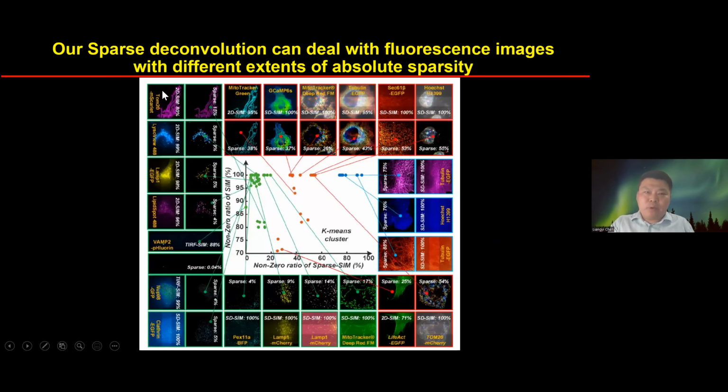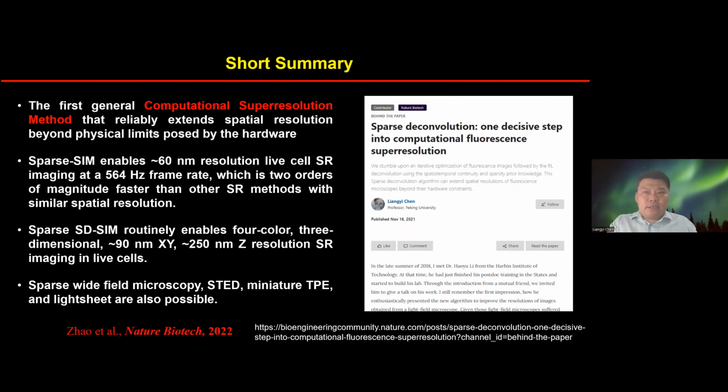And in our paper, we also tested a large array of data sets. We show that with sufficient signal-to-noise ratio, their resolution can be improved. So in summary, what I would like to state is we have developed the first general computational super-resolution method that reliably extends spatial resolution beyond the physical limit posed by the hardware or by your photon flux numbers.